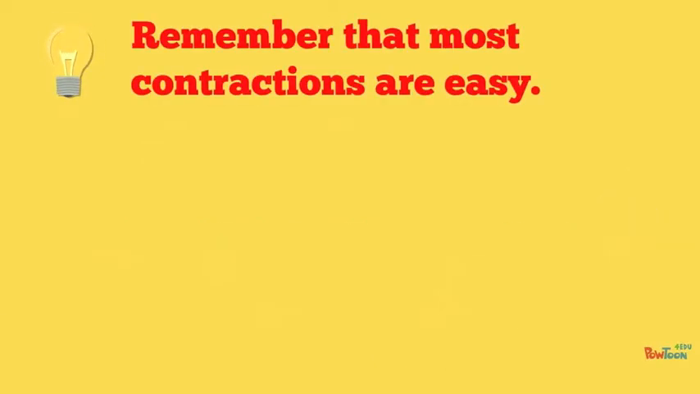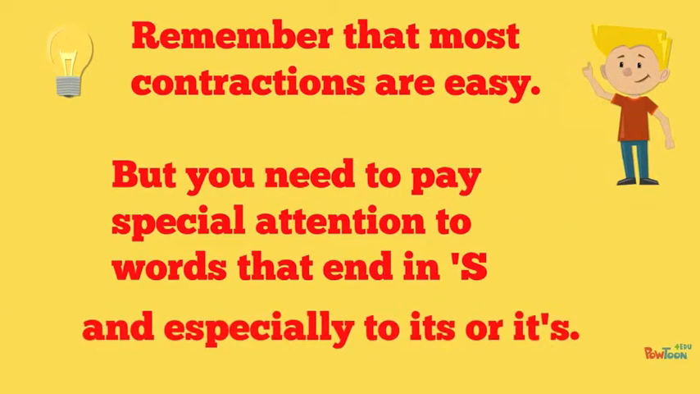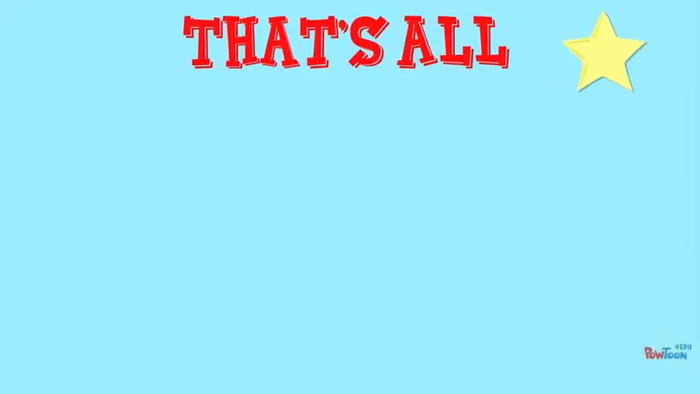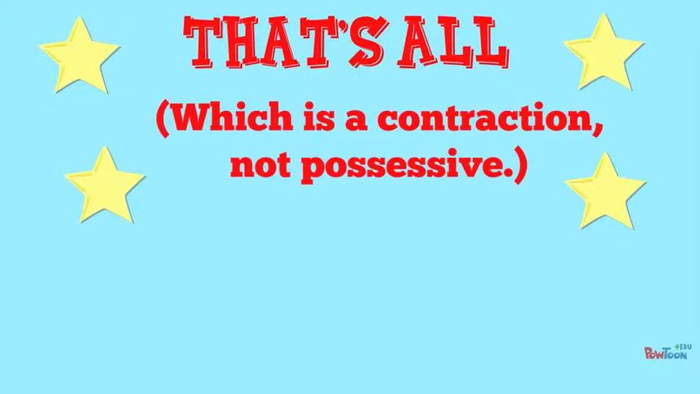Remember that most contractions are easy, but you need to pay special attention to words that end in apostrophe S, and especially it's or its. That's all. Which is a contraction, not possessive.